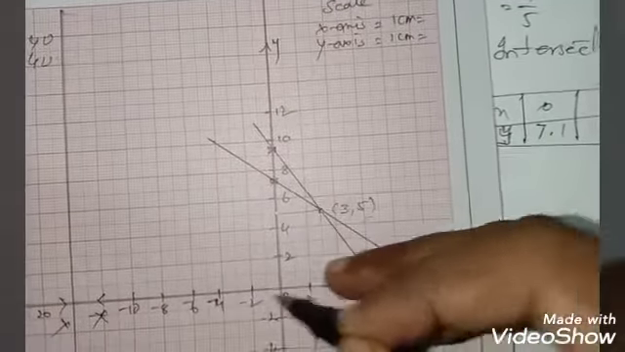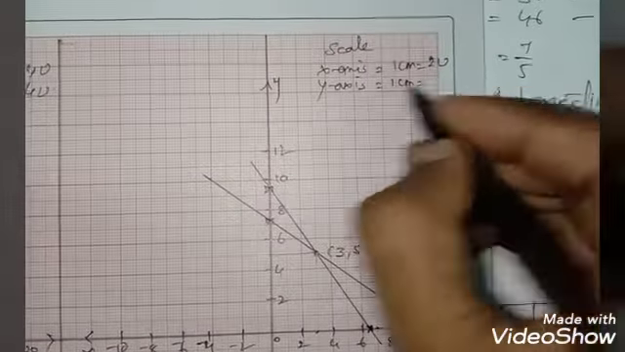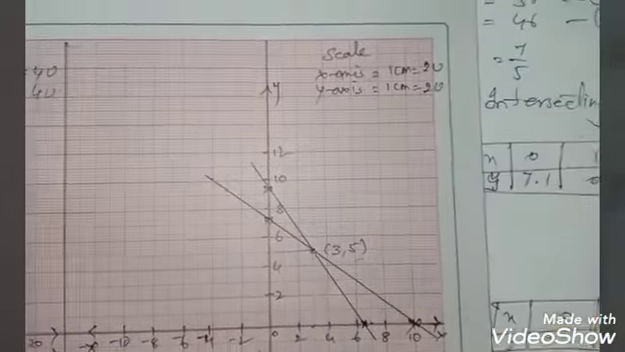Fine. Now coming to the scale. The scale here we have already taken for both sides. We have taken 2 units. That is, on the x axis 1 centimeter is equal to 2 units, and on the y axis 1 centimeter is also equal to 2 units.